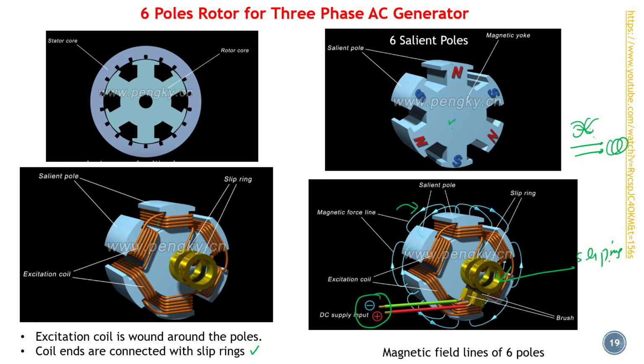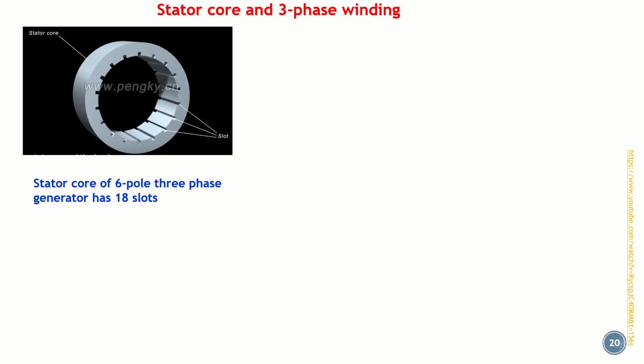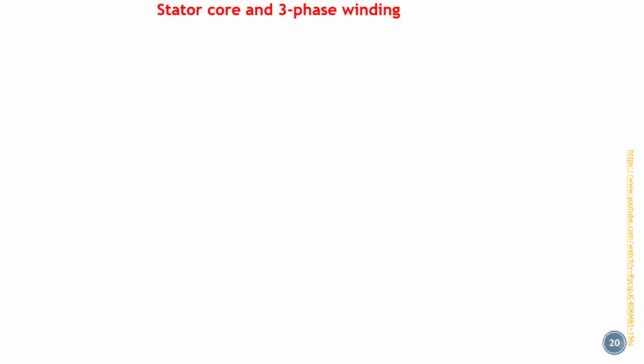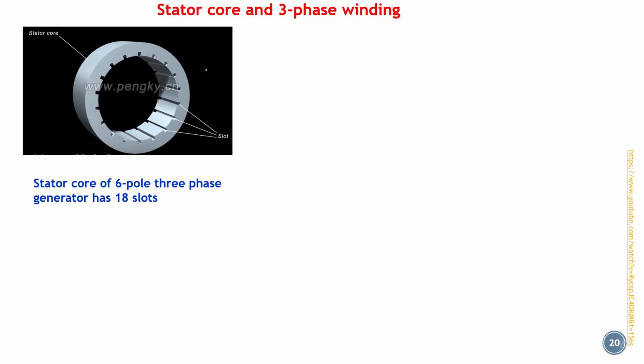These lines show the rotor magnetic fields. Because we know that this is the north pole and this is the south pole, we get the magnetic field like this. Similarly, this is north and this is south, and the magnetic field is like this. So this is the rotor magnetic field. Now this is the rotor construction. Let's have a look at the stator. For the stator, we have the stator core and the slots here. It's a 6-pole machine, so for 3-phase we will have 18 slots, because 6 poles times 3 phases is 18 slots.